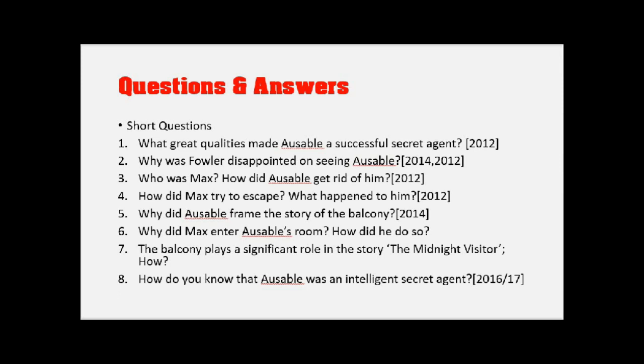What great qualities made Ausable a successful secret agent? You can take some of these qualities from the character sketch that we just discussed. Apart from that, why was Fowler disappointed on seeing Ausable? Now, why was he disappointed?